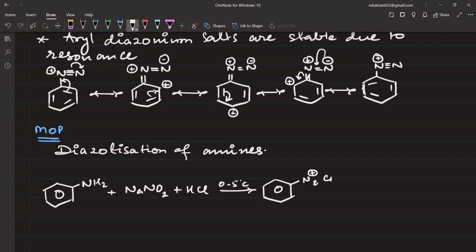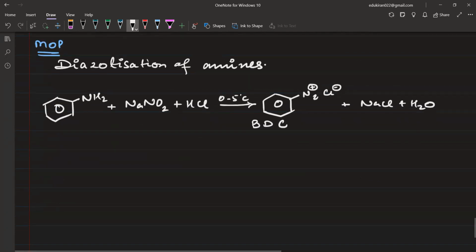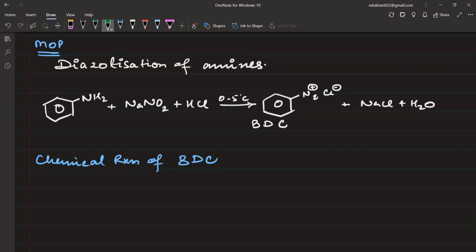N2 plus Cl negative, we get sodium chloride and water also, but this is my main molecule that we need to remember. This is benzene diazonium chloride. We also call this benzene diazonium chloride, BDC. Right, next, chemical reactions of benzene diazonium chloride. So the first chemical reaction is Sandmeyer reaction.